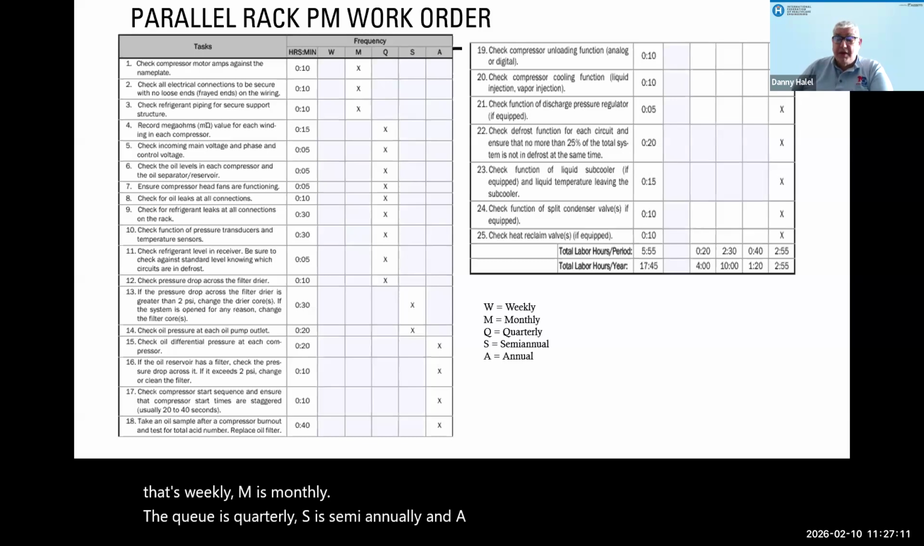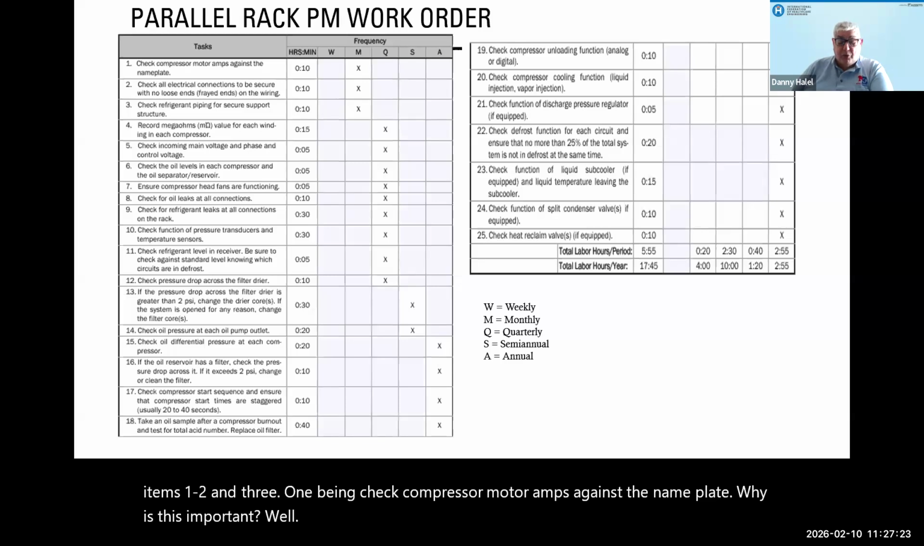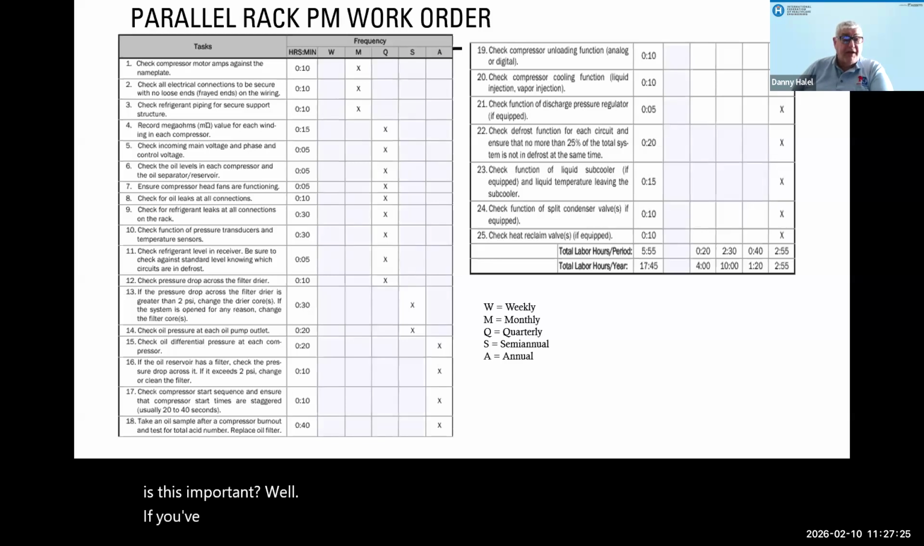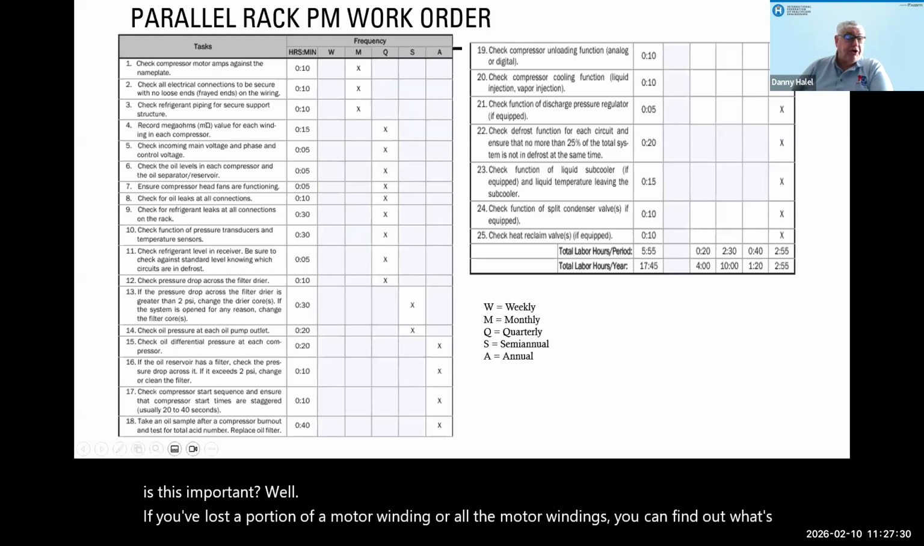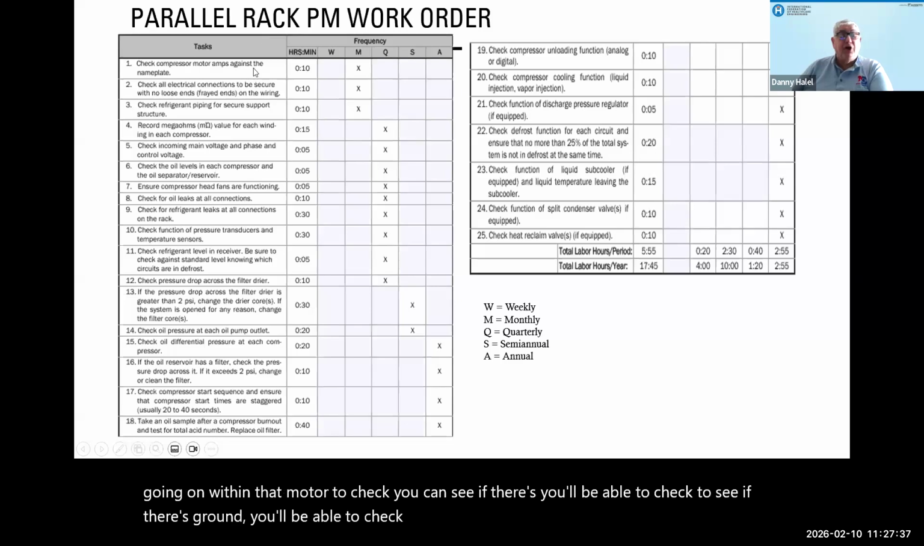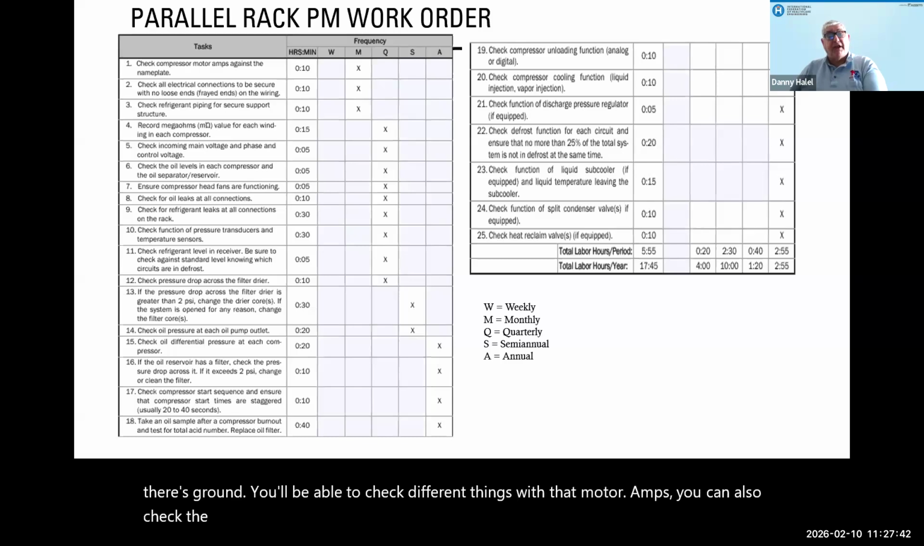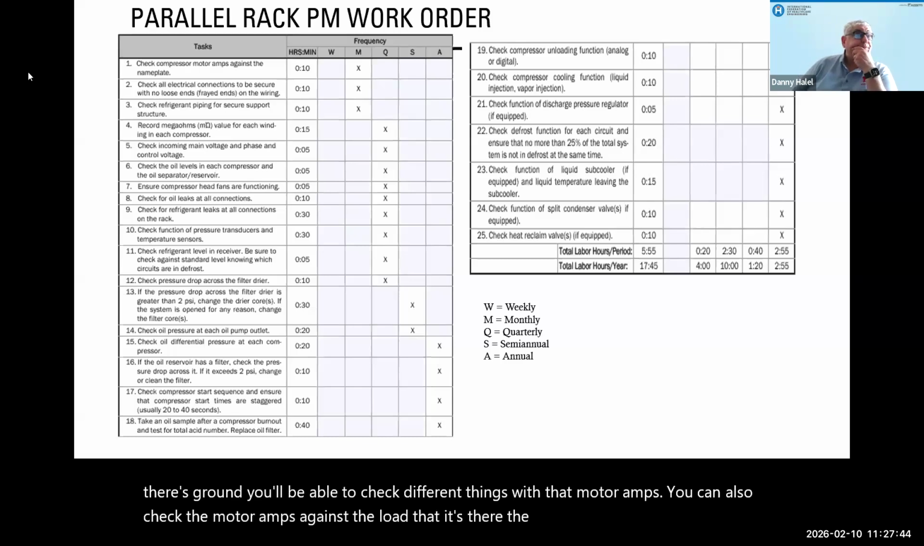So every month, you should check items 1, 2, and 3. 1 being check compressor motor amps against the nameplate. Why is this important? Well, if you've lost a portion of a motor winding or all the motor windings, you can find out what's going on within that motor. You'll be able to check to see if there's ground. You'll be able to check different things with that motor amps. You can also check the motor amps against the load that is there. The less the load, the less amps we're going to pull.